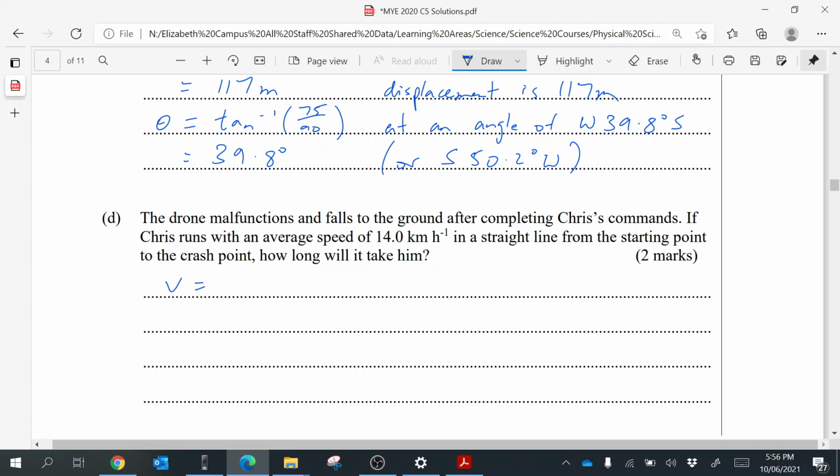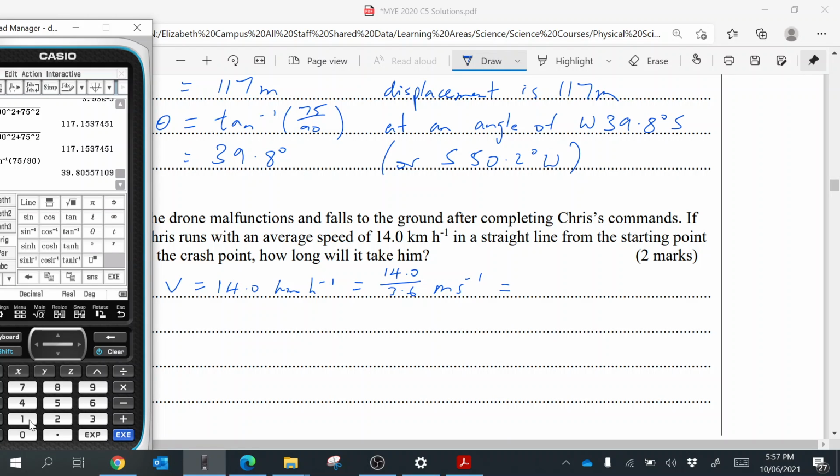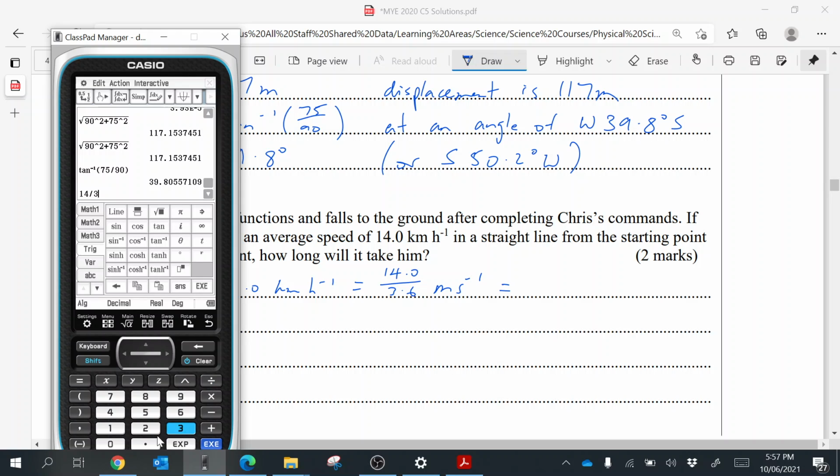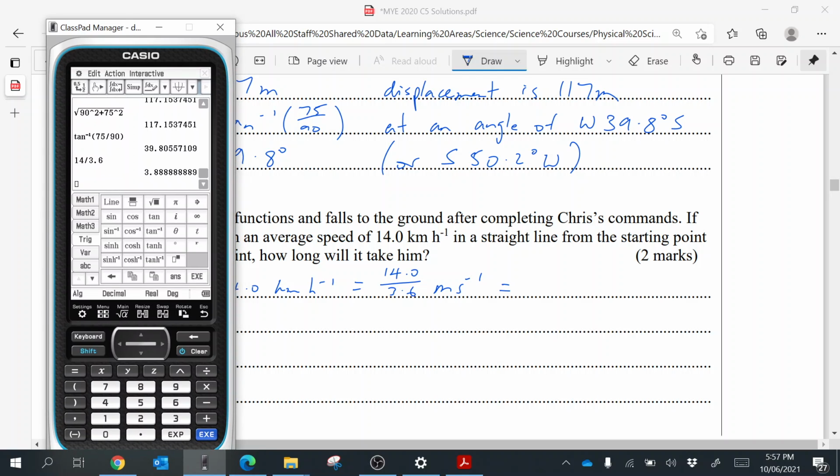V is equal to 14.0 kilometers per hour, which is equal to 14.0 divided by 3.6 meters per second. And that is equal to, let's get our calculator out, 14 divided by 3.6, which equals 3.89 meters per second.